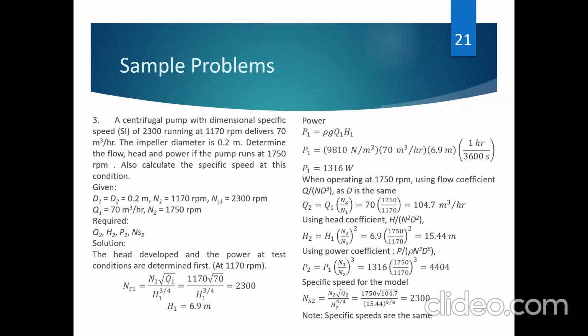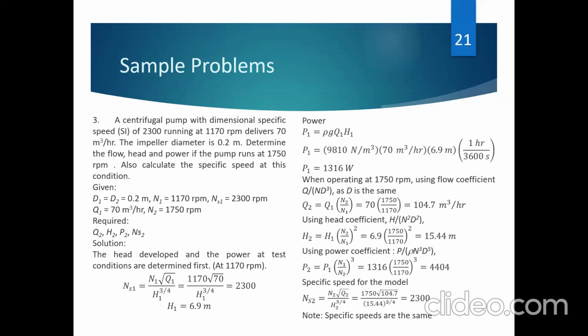Just put down the answer, because that is required. Using head coefficient, H over N squared D squared, D is the same. H2 is equal to H1 times N2 over N1 squared, which is 6.9 times 1750 over 1170 squared, is 15.44 meters. That is the answer. Okay. So power coefficient, P over rho N cubed D to the fifth.